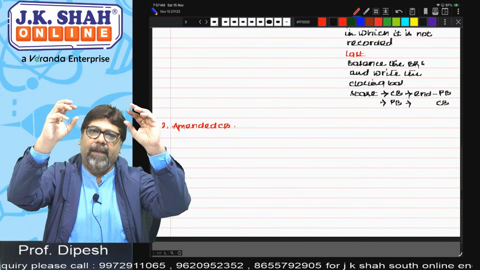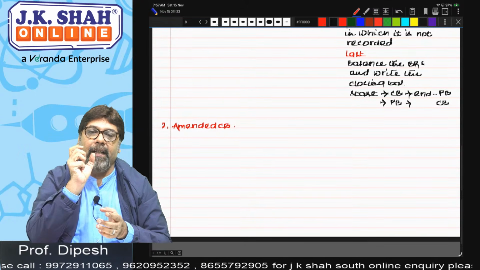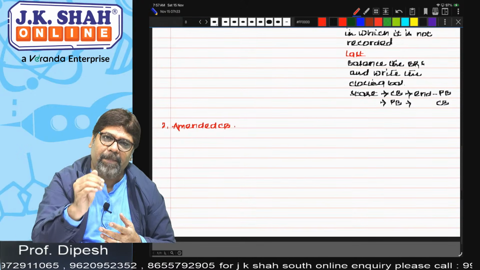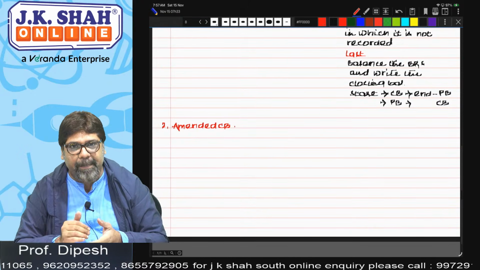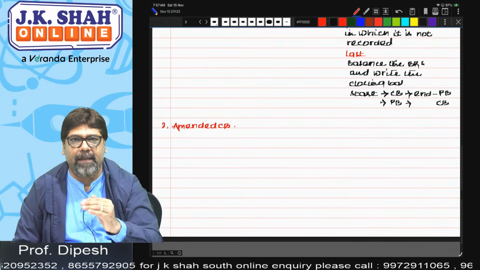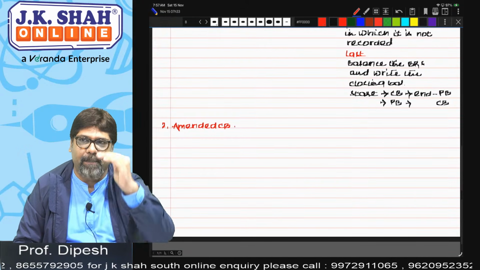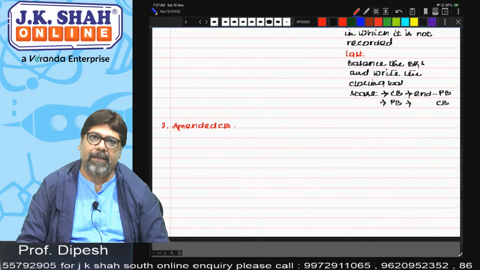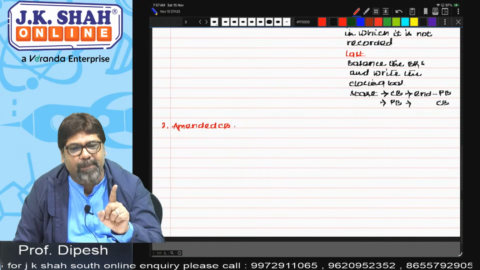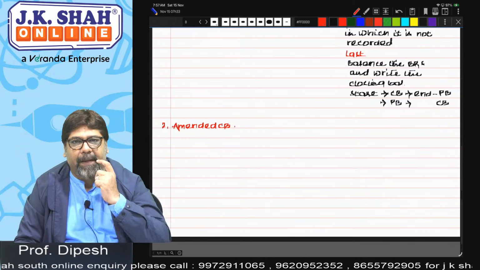There would be one balance given, an opening balance, and some transactions are given. If the opening balance is a cash book balance, then you will first prepare the amended cash book, then prepare BRS. But if the opening balance is a passbook balance, then first you will prepare BRS and then you will prepare the cash book.